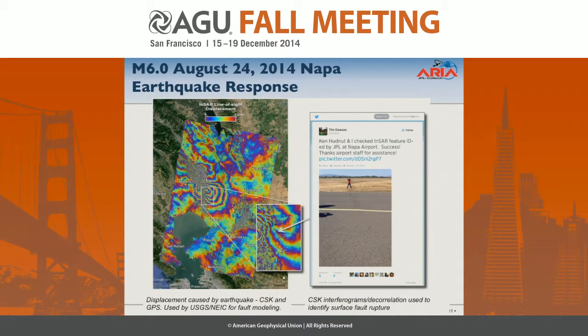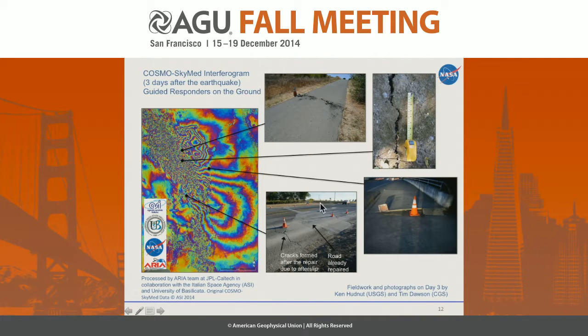We also responded to the Napa earthquake in August, and we provided an interferogram within 3 days after the event. This was used by field geologists on the ground to try and locate surface ruptures. It was also used by the USGS and EIC for improving their fault modeling of the event. You can see here a tweet from one of the geologists on the ground, Tim Dawson, locating a rupture at the airport. Here are some other areas where they were able to map surface rupture, breaks in the road due to the earthquake. And so this type of data can be useful for understanding what type of damage the earthquake has caused.